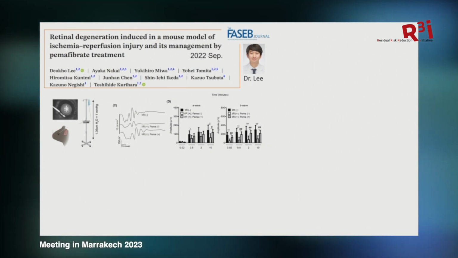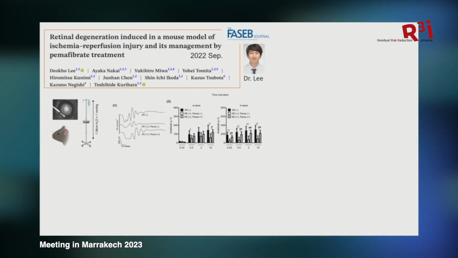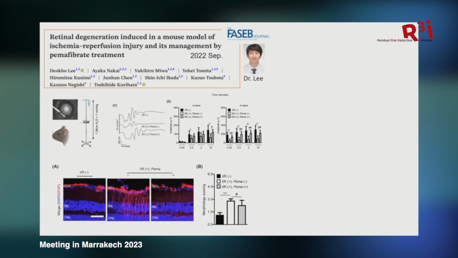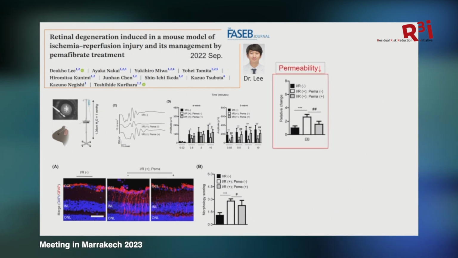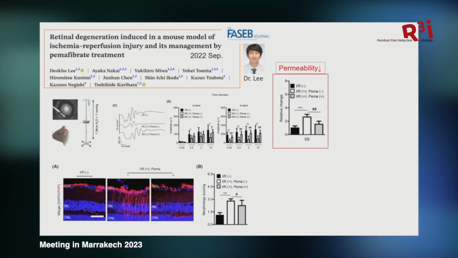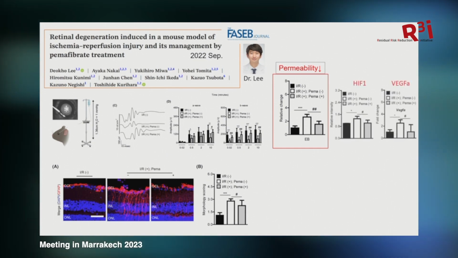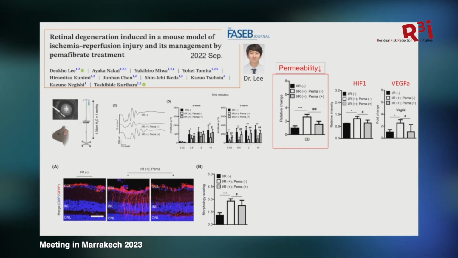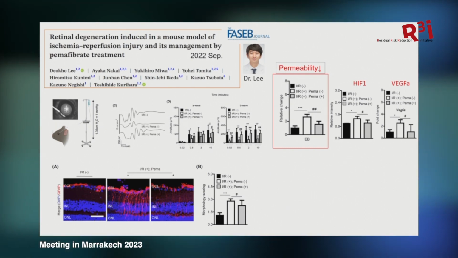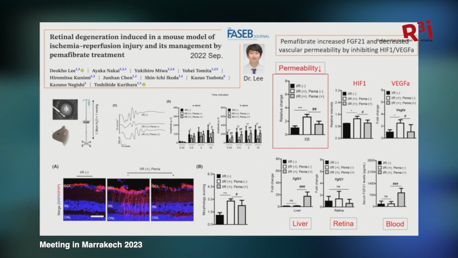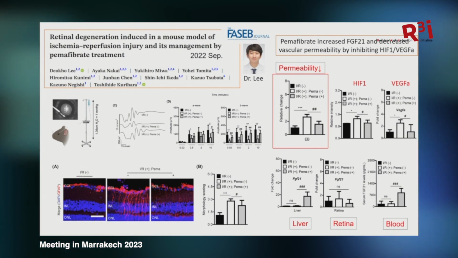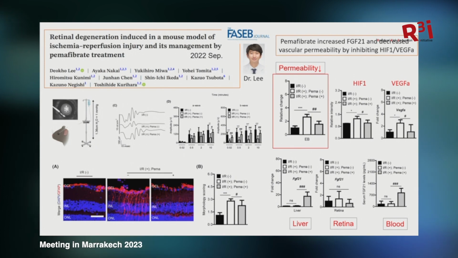We also checked the ERG to see the retinal function, and pemafibrate kept the retinal function compared to the control. And also pemafibrate kept the Müller glia cells, which support the photoreceptor. In terms of permeability, pemafibrate reduces the increased permeability in the retina by decreasing HIF1 and VEGF-A, which cause vascular permeability. And also we found that FGF21 is increasing in the blood and the liver, not in the retina. So we concluded that pemafibrate increased FGF21 and decreased the vascular permeability by inhibiting HIF1 and VEGF.